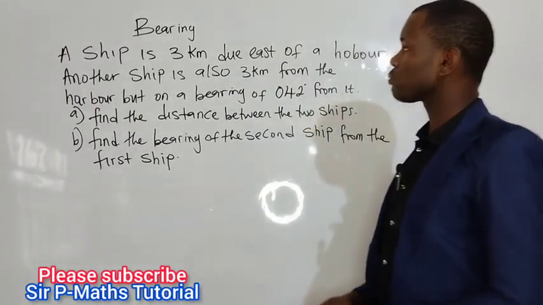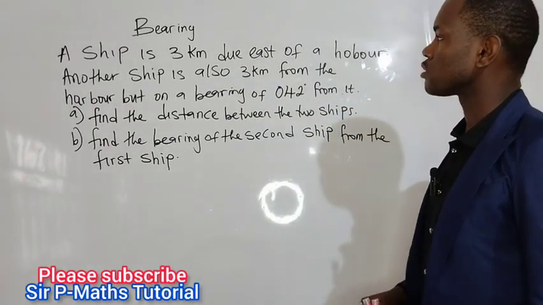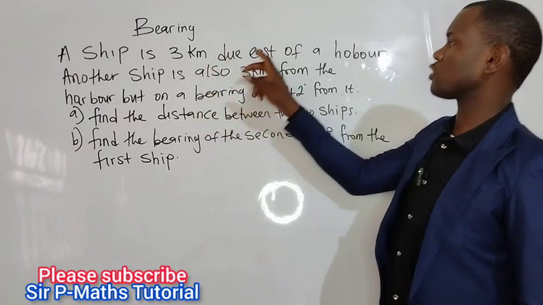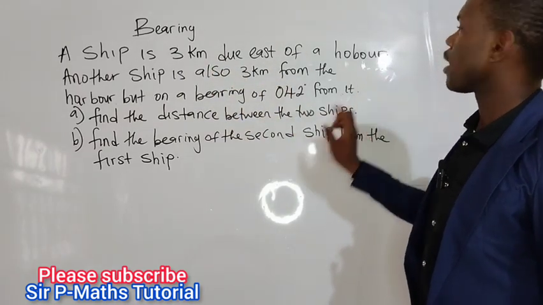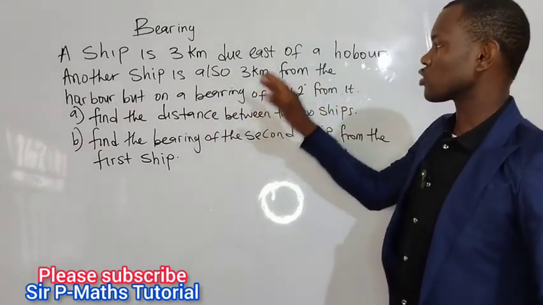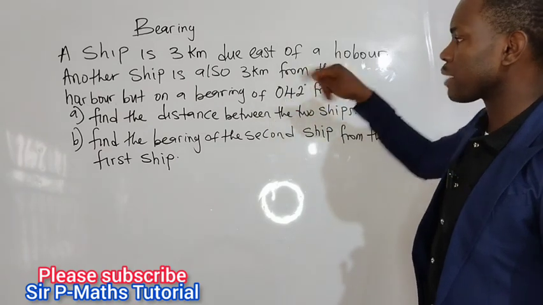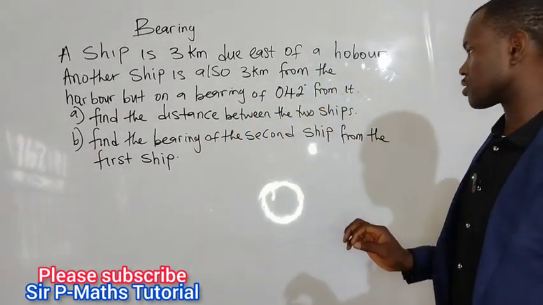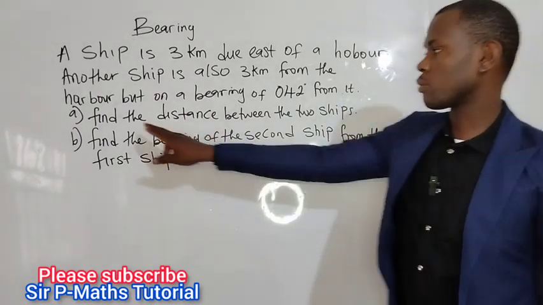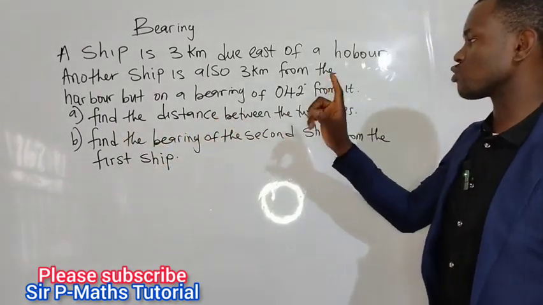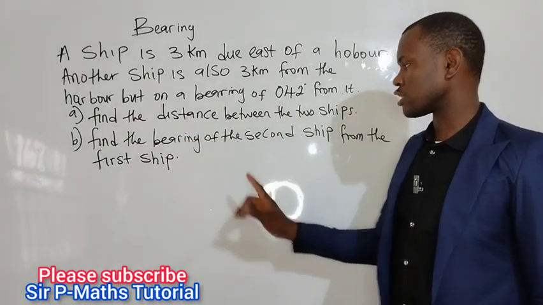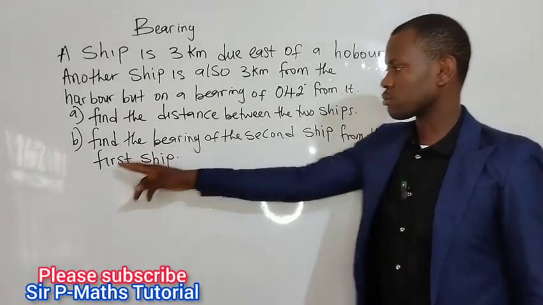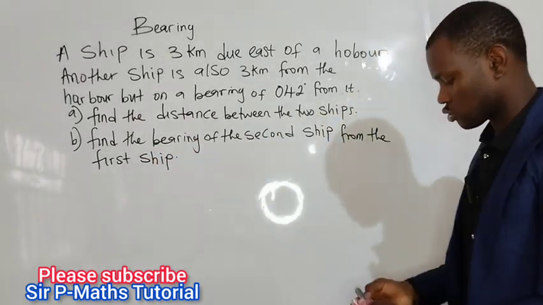Let's solve this bearing problem that we have here on the board. A ship is 3 km due east of a harbor, and another ship is also 3 km from the same harbor, but on a bearing of 42 degrees from it. Then we are looking for the distance between the two ships and the bearing of the second ship from the first ship. Okay, so this is a bearing.